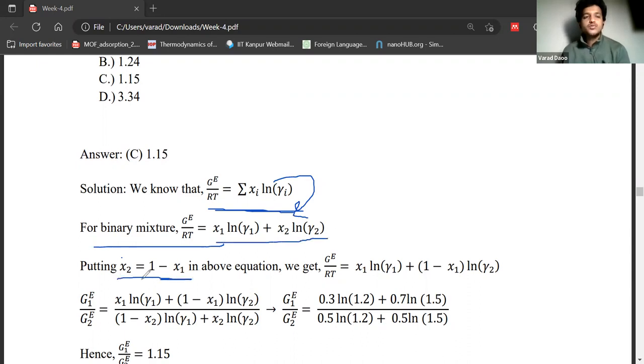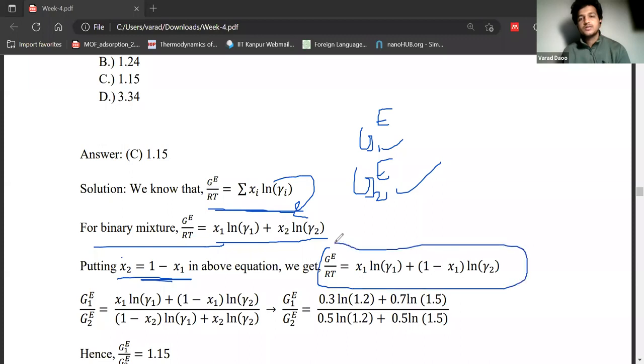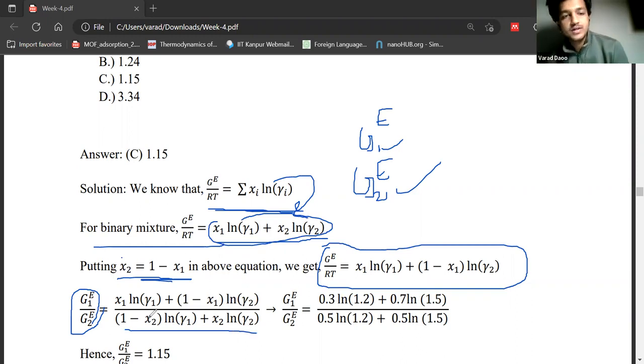We put x2 is equal to 1 minus x1 because what we have is G1 E bar and G2 E bar, right? So we have it for component 1 and component 2 as well. That is why we are putting it, right? We get G E bar is equal to this. Then we take the ratio. So G1 bar is this one, and G2 bar is nothing but this one, because for the other we have been given x2, that is why we are writing in terms of x2. And first we kept it in terms of x1.